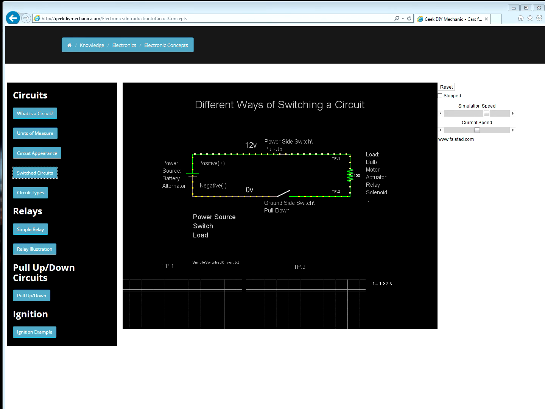Again, voltage drop only occurs when current flows. So, when the pull down switch, that's this one down here, is opened, the current flow is stopped and the voltage drop across the load does not occur. Thus, 12 volt appears on both sides of the load. Both test points are reading 12 volts.